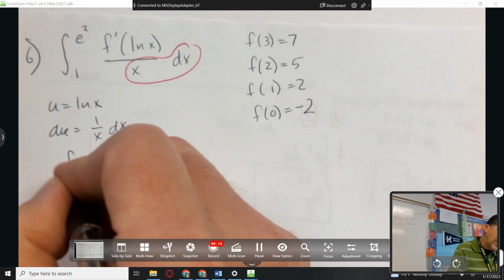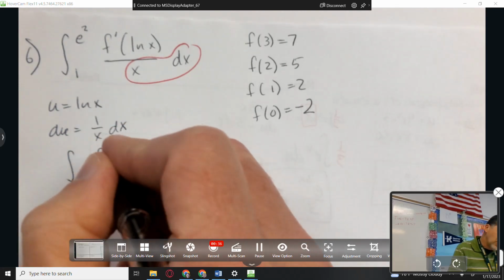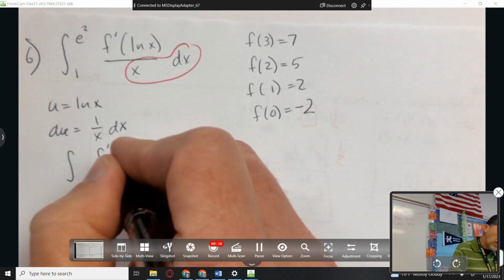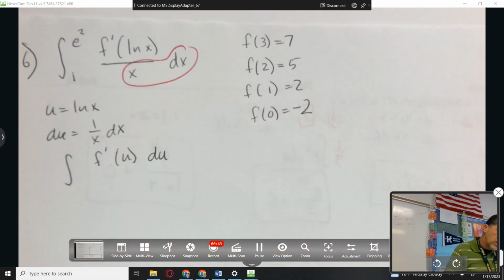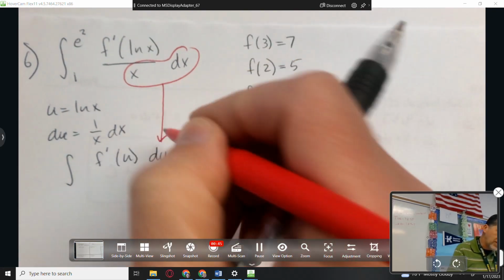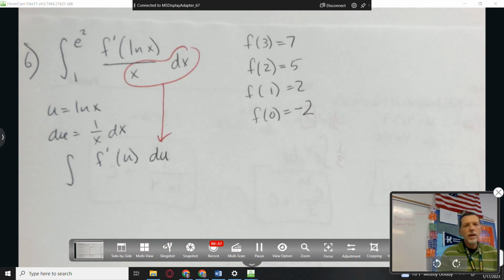So let's see. The integral, the antiderivative of f prime of u du, right? Because 1 over x dx is the du. I do need to be careful about the limits, right? Because those are x values, and I'm switching to u values.